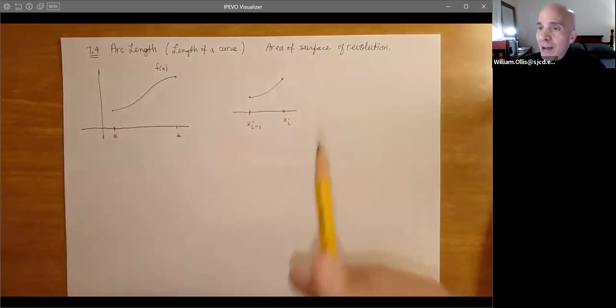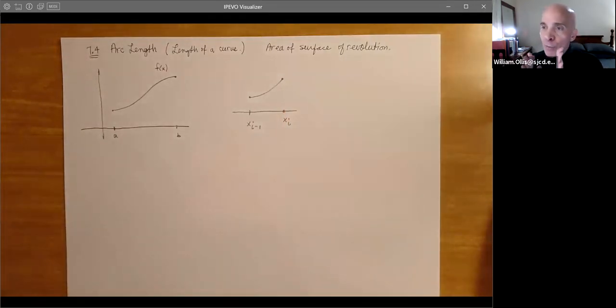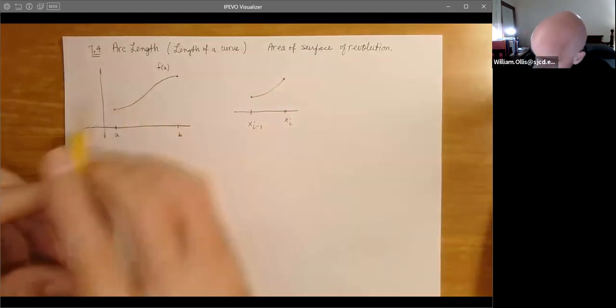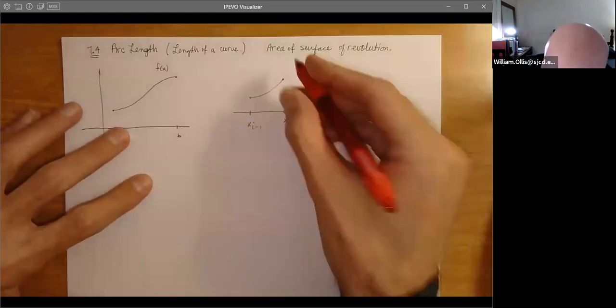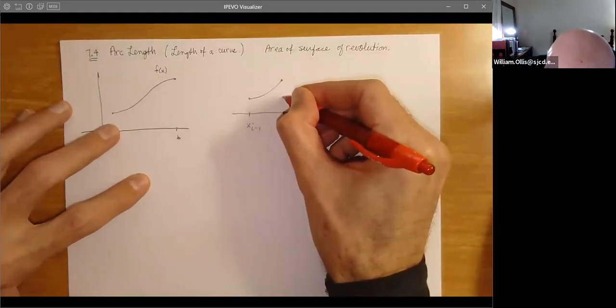But what we're going to find is that as the subintervals get smaller and smaller, that approximation will be exact. So in the limit, that's what we're looking for. So we use simple ideas and then take the limit of the Riemann sum to produce an integral. And we keep our fingers crossed that it's an integral that we can work on. So now what we can do is form a right triangle.